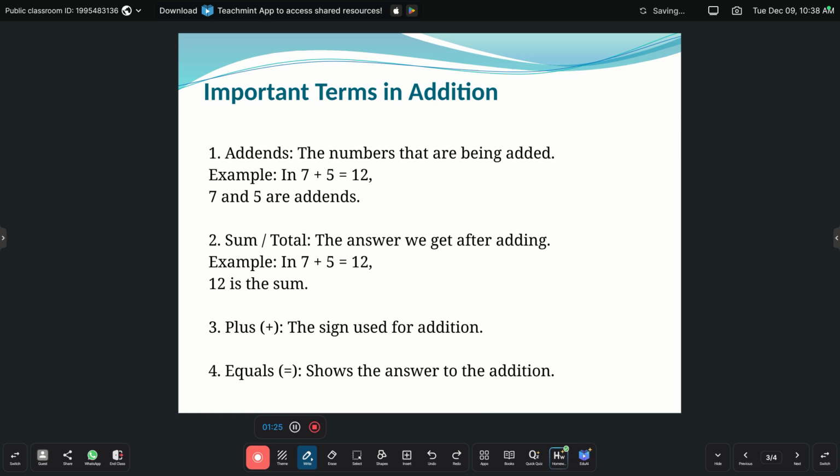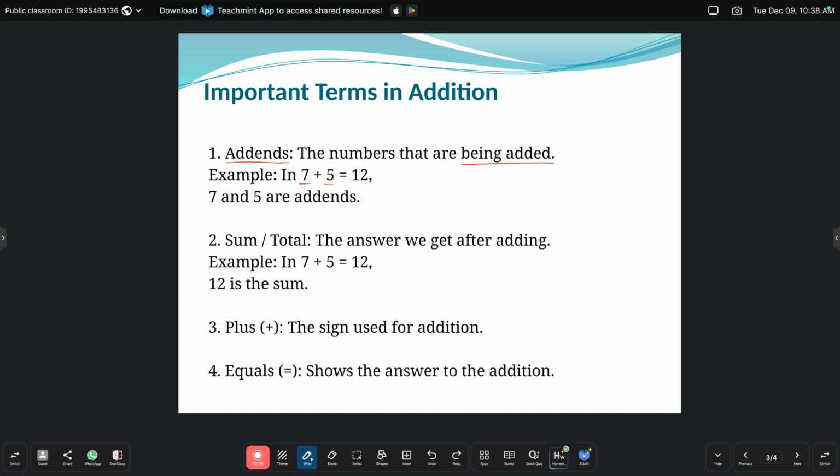Now let us discuss important terms of addition. The first important term in addition is addends. What do addends mean? The numbers that are being added are called addends. For example, I have here 2 numbers, 7 and 5. So 7 is the first addend and 5 is the second addend. These are called the addends.